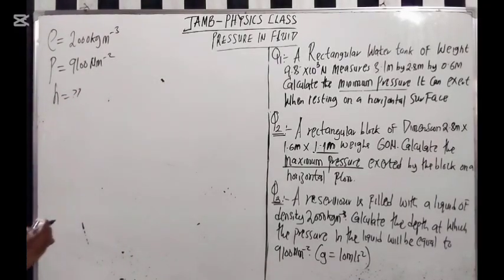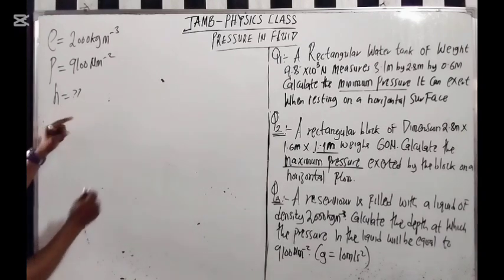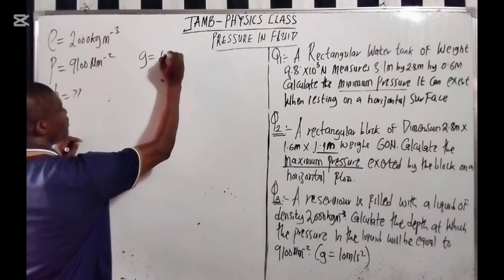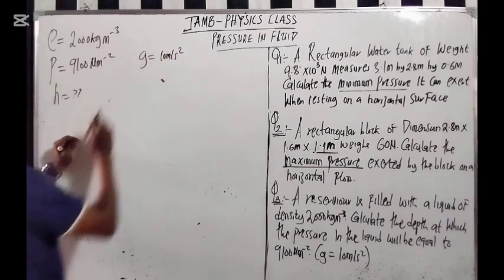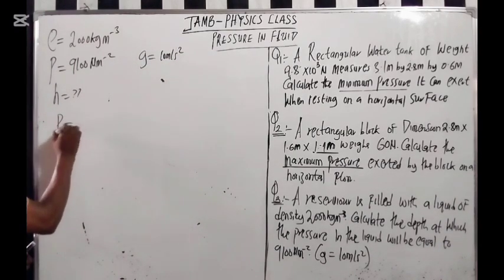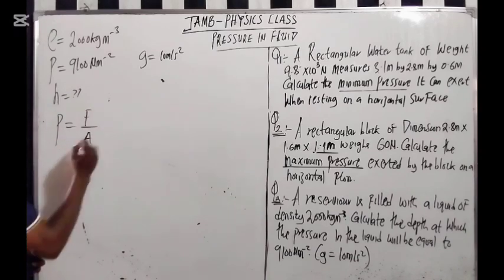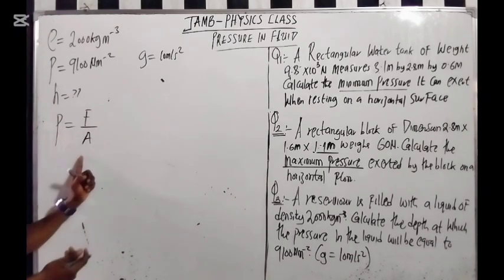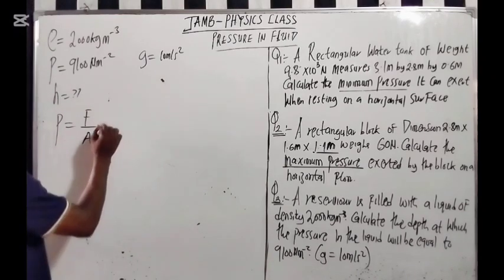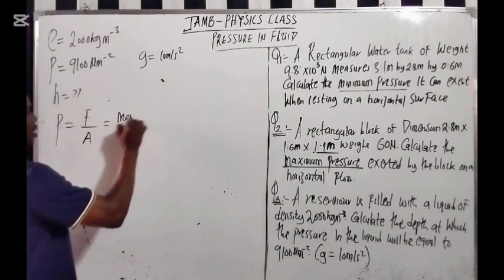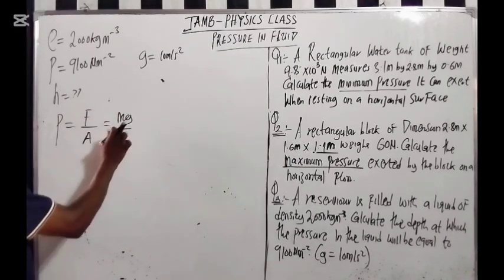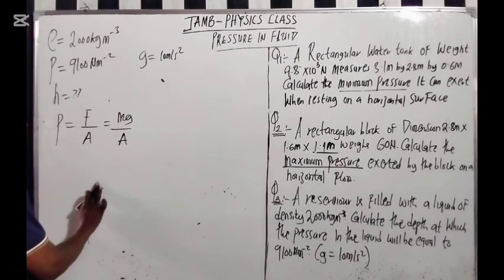Whenever you're talking about height, understand that you're going to include g, which was 10 meter per second squared. Okay. So which formula can we use? Remember, P equals force over area. You need to learn how to derive this formula, you understand? So we have mg over A, right? But none of these are given here. As a matter of fact, it's only g we have, right?